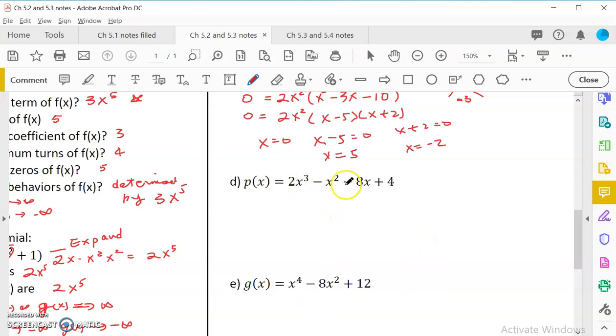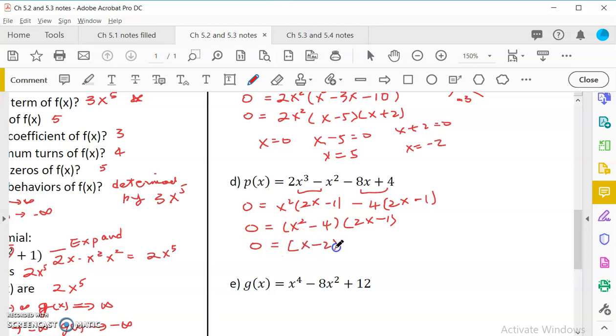What about this? This has 4 terms. So for 4 terms, usually we do grouping. So between these two, the common factor is x squared times 2x minus 1. Between the other two, the common factor is 4, also with 2x minus 1. I change it to minus because I insert a parenthesis of negative 4. So this would change to negative 1. So then I would have x squared minus 4 times 2x minus 1, because 2x minus 1 is a common factor. Now x squared minus 4 is a difference of squares, so factor one more time.